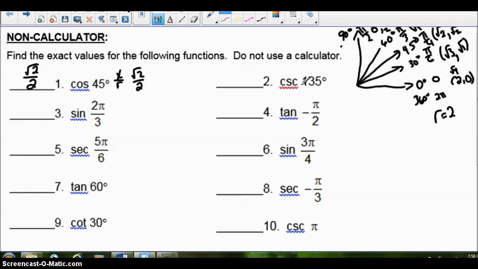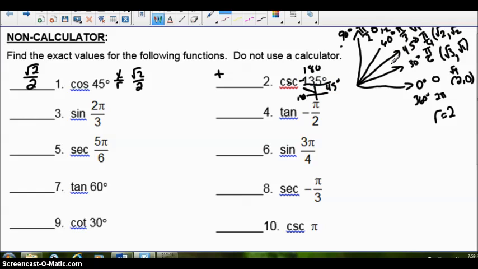Over here we have cosecant of 135. Well, 135 is not in the first quadrant. I know that if 180 degrees is over here, then 135 should be in the second quadrant. Cosecant in the second quadrant is positive, so I know my answer is going to be positive. How far away is 135 from 180? So we do 180 minus 135, and we find out it's 45 degrees as well.